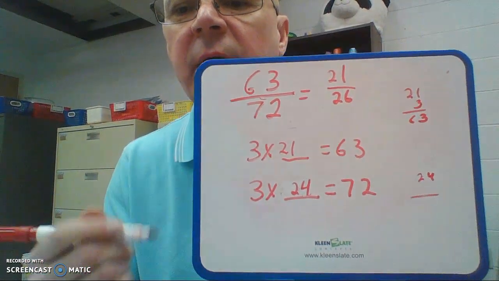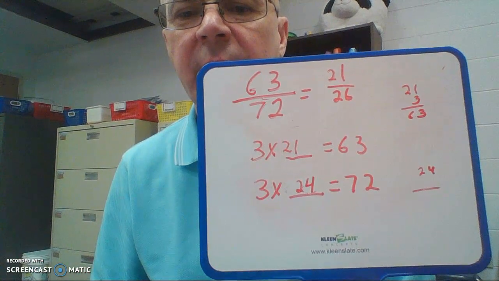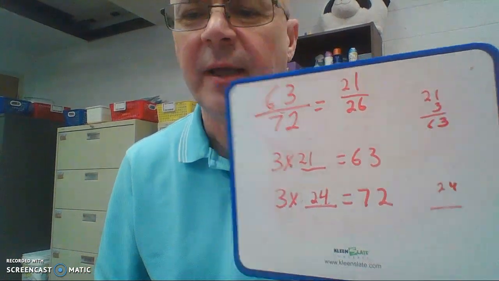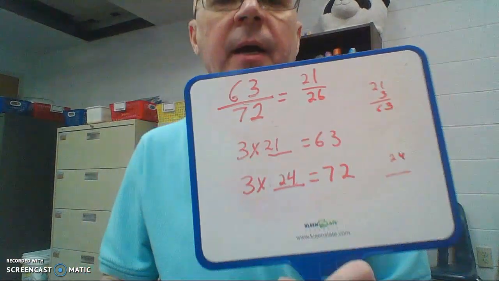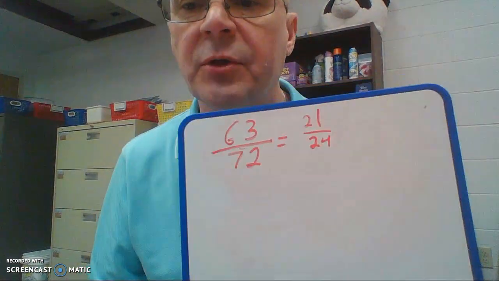All right, sorry guys. It's 24 times 3 is 72. I didn't think that looked right. I'm not really great in my head all the time. So now my new fraction is 21 over 24.